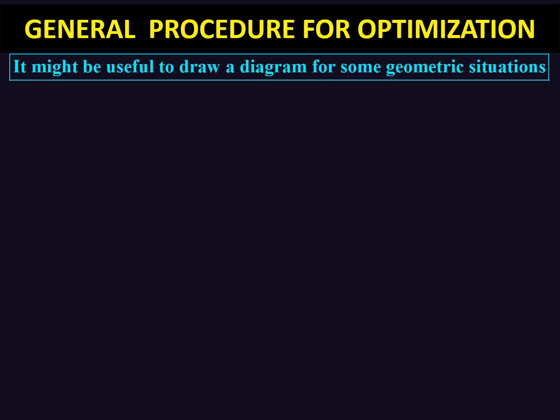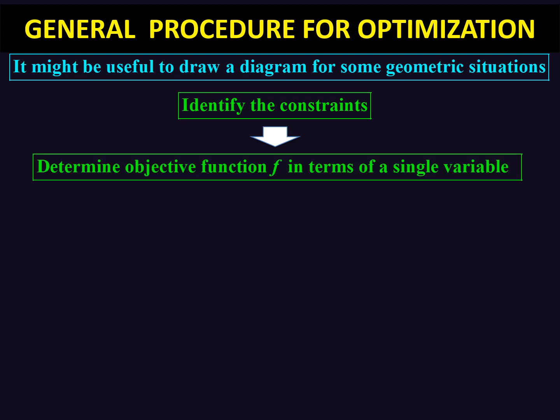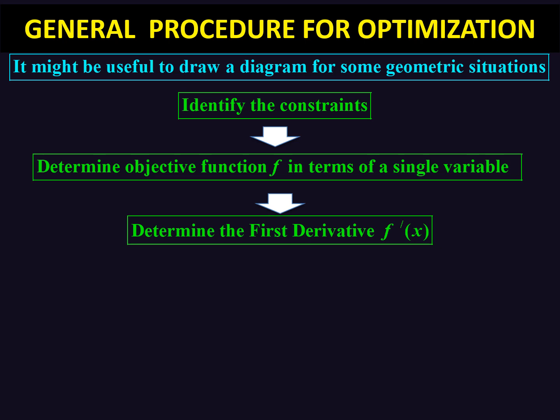Now, to do optimization, there's a general procedure, right? Sometimes you need all the steps, sometimes you don't, depending on what is given in a question. Whenever there are geometric situations, if diagrams are not provided, it's advisable for you to draw a simple diagram. Then, first of all, there is some given information, some constraints that are given. Then you have to determine an objective function, and it's important that this objective function must be in terms of a single variable. Then taking that objective function, we're going to apply calculus, and we find the first derivative.